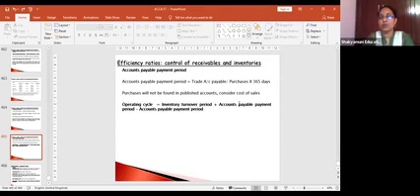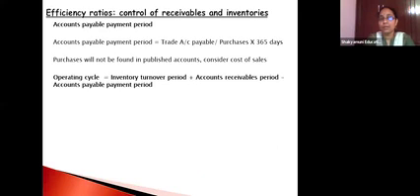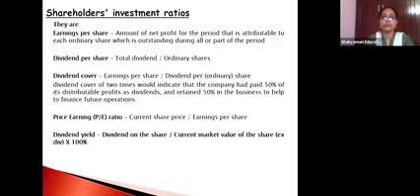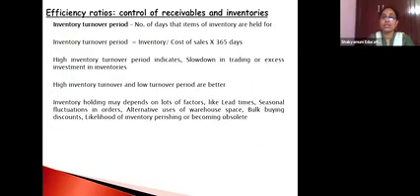Inventory turnover period: how much time it is taking for inventory. Accounts receivable period: how much time the company is taking to get the money back. Minus accounts payable payment period. That means only when we have the money should we be able to pay the suppliers. So that period we have to minus, and we will get the operating cycle. So this is about operating cycle efficiency. These are very important ratios: inventory turnover, accounts receivable and accounts payable ratios.